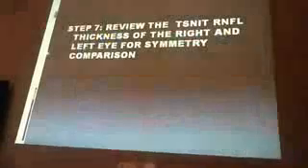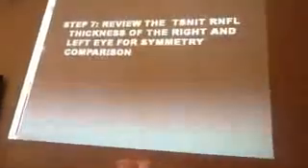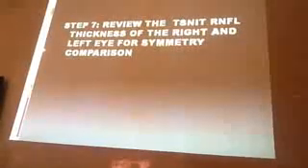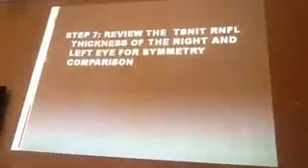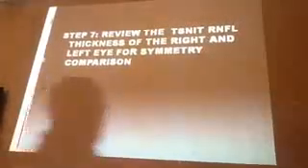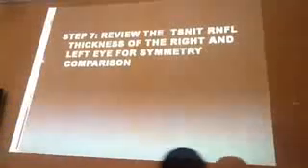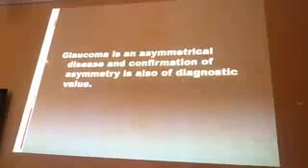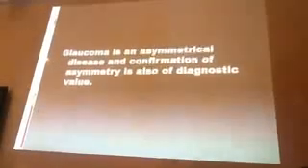Then the next thing, I'm sure you're wondering what's this for. Let's come to that. Next, review the TSNIT retinal nerve fiber thickness of the right and left eye for symmetry comparison. Some OCT printouts will also have a TSNIT graph comparing the right and left eye for symmetry. Because, and this is very important, glaucoma is an asymmetrical disease. And confirmation of asymmetry is also of diagnostic value. So you can also have a TSNIT on the symmetry of the right and left retinal nerve fiber layer.